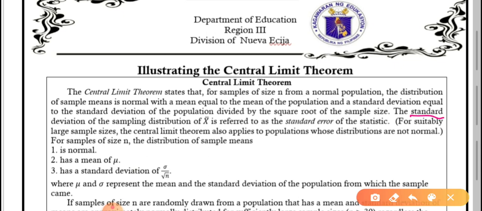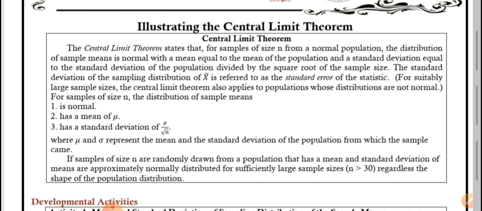So the standard deviation of the sampling distribution is also referred to as the standard error of the statistic. For suitably large sample sizes, the central limit theorem also applies to populations whose distributions are not normal. For samples of size n, the distribution of sample means is normal, has a mean of mu, and a standard deviation of sigma over the square root of n, where mu and sigma represent the mean and the standard deviation of the population from which the sample came.